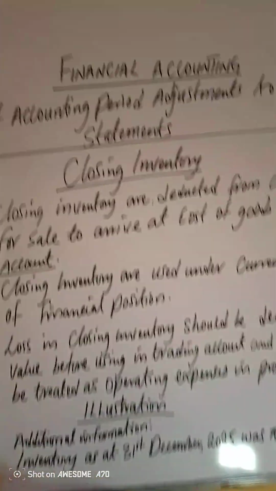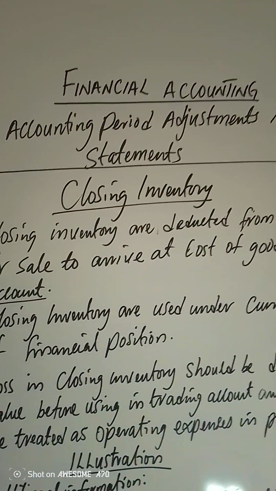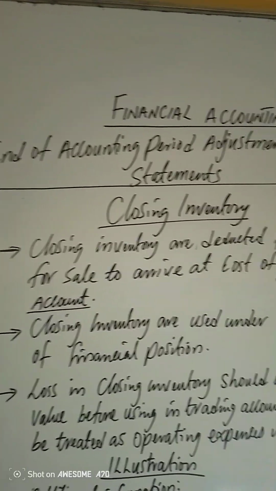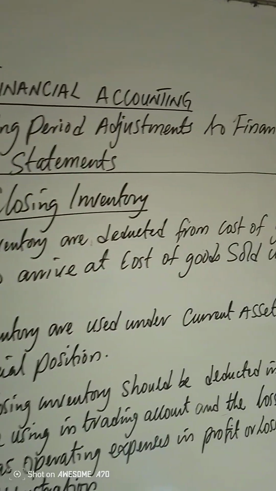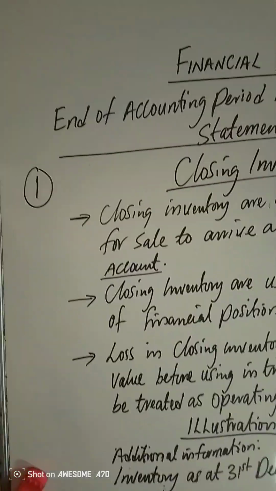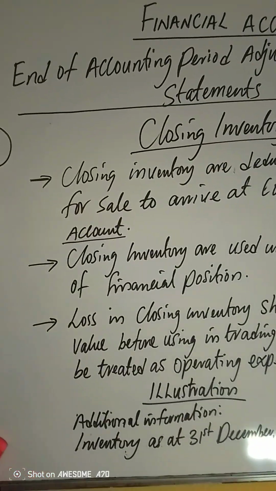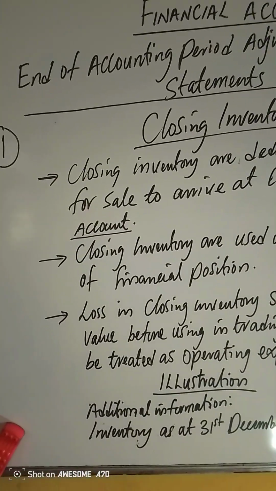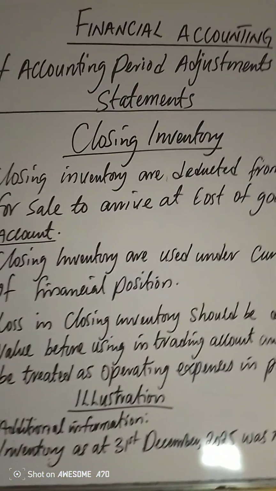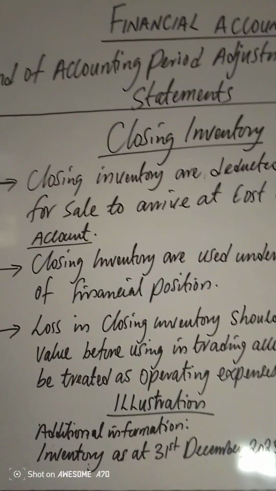In today's video and class, we are going to continue. Mind you, we are treating end of accounting period adjustments. And I promise you that we are going to be taking them one after another, how they are being adjusted in the financial statement. Number one of the adjustment is what is called the closing inventory, that is unsold goods at the end of an accounting period.